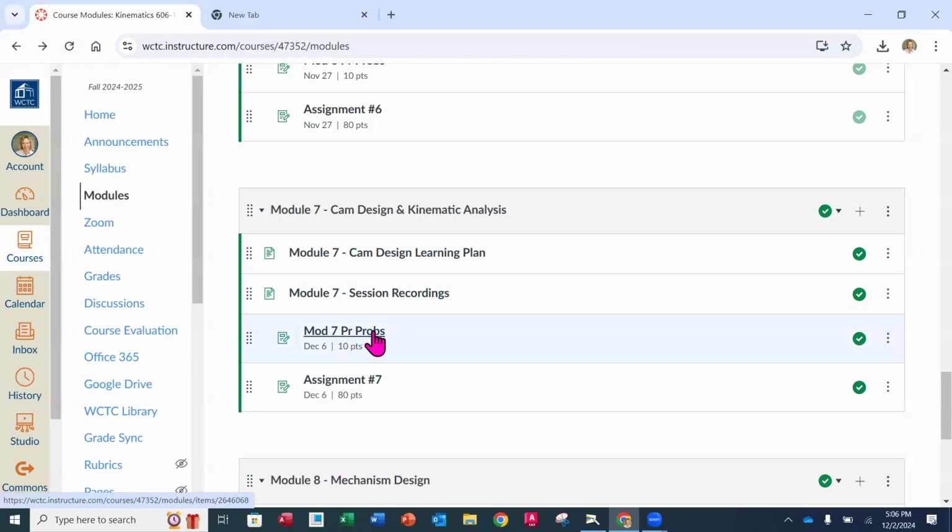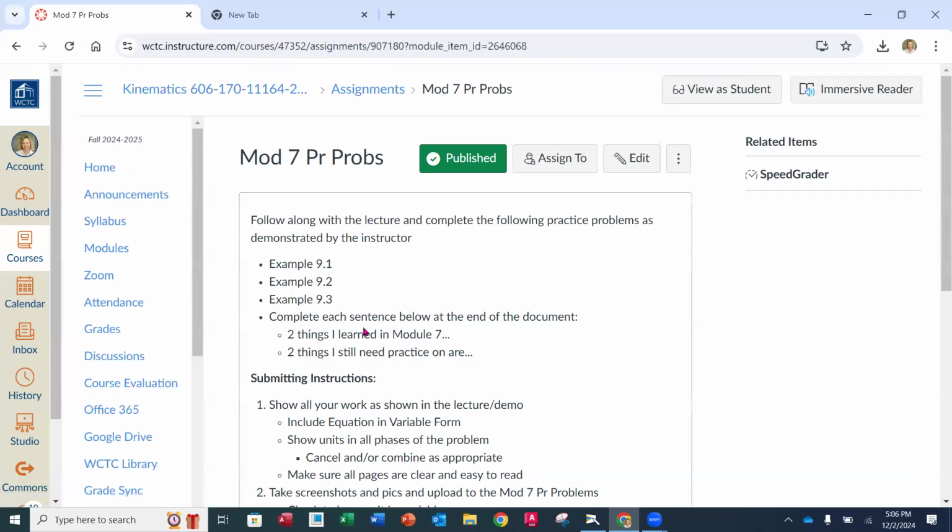We do have some practice problems to do. If you click on the Module 7 practice problems, you're going to see that there's 3 examples here. We will be doing these 3 tonight. At the end of tonight, even though we have more to go through the next time we're together, they just don't lend themselves as well to practice problems. So I just picked these 3.